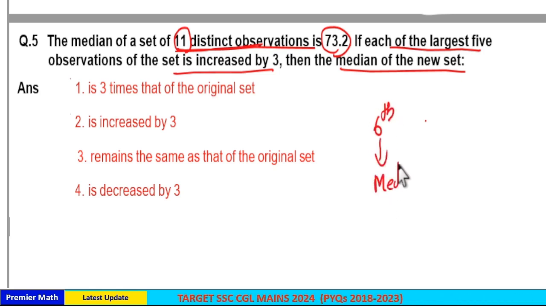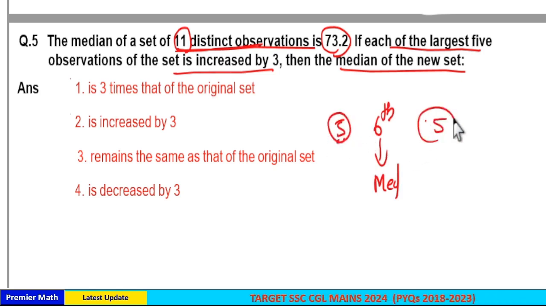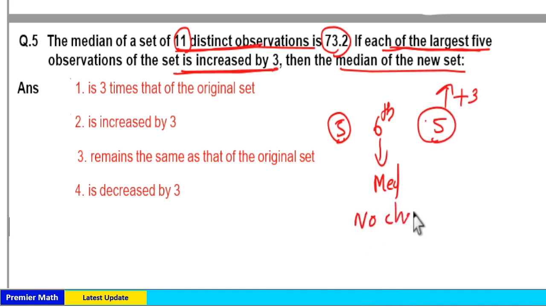So the 6th number is the median, which means you have 5 numbers on the left side of this median and 5 numbers on the right side. Now these right side 5 numbers are the largest among these 11 numbers. When you increase these largest 5 numbers by 3, there will be no change in the ascending order. So no change in the median. Option 3 is your answer.